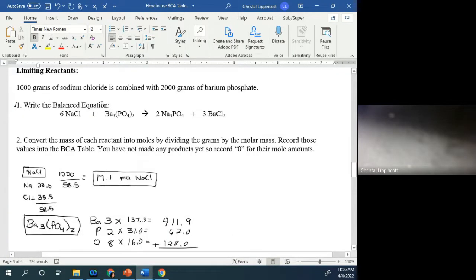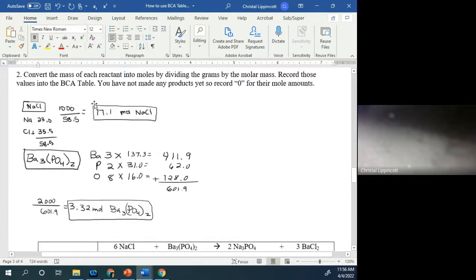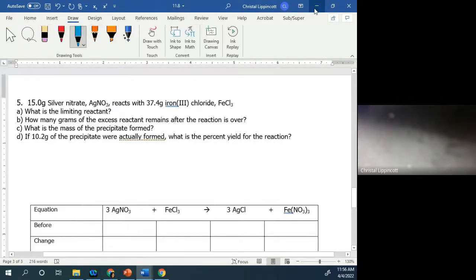Number 1, write the equation. I will have that done for you tomorrow. So we're starting at number 2. Convert the mass of each reactant into moles by dividing the grams by the molar mass. So let's go over and do that. We are dividing the grams by the molar mass.